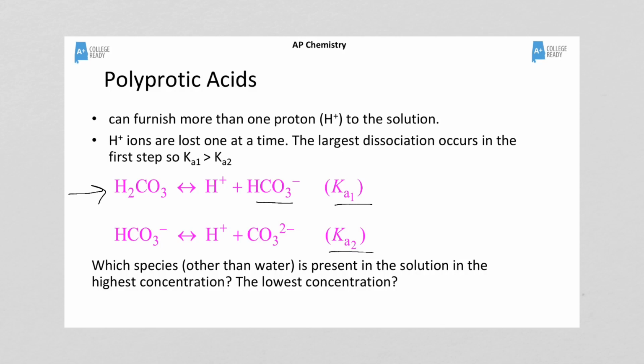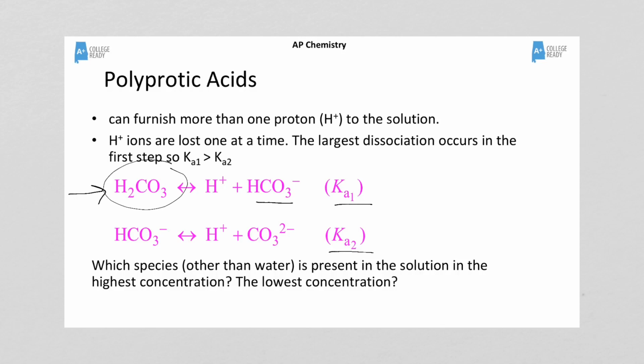Here are some classic questions that could be asked on multiple choice. Which species, other than water, is present in the solution in the highest concentration? And then the same question, but present in the lowest concentration. If it's a weak acid, and we've said several slides back that when we have a reaction, we always write a weak acid as its whole molecule and not separate ions like we do with strong acids, it's because it's mostly the molecule. It has less than 5% ionization. So that should help us answer the first question.